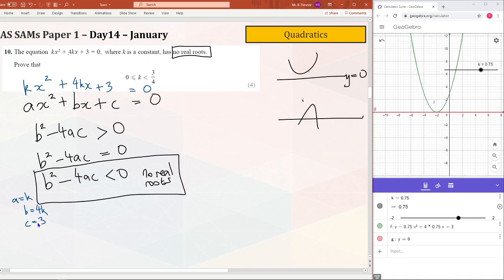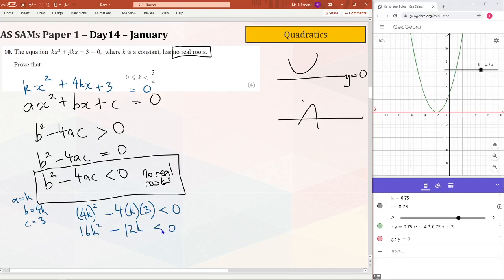So now I'll just substitute this into the discriminant. Make sure you've got the inequality in there as well, so you can actually see what's happening. So b squared is (4k) in brackets, don't forget the brackets, all squared, minus 4 times k times c, which is 3, and that is all going to be less than 0. 4 times 4 is 16k squared, minus 4 times 3, which is minus 12, and then I've got the k there, less than 0.